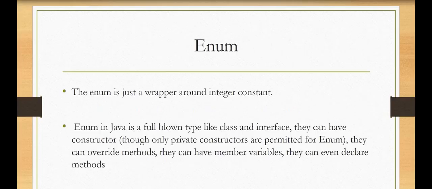And also, an enum is just a wrapper around integer constants. Enum in Java is a full-blown type like class and interface. They can have constructors, and only private constructors are permitted for enums. They can override methods, they can have member variables, they can even declare methods. Let me show you some examples.